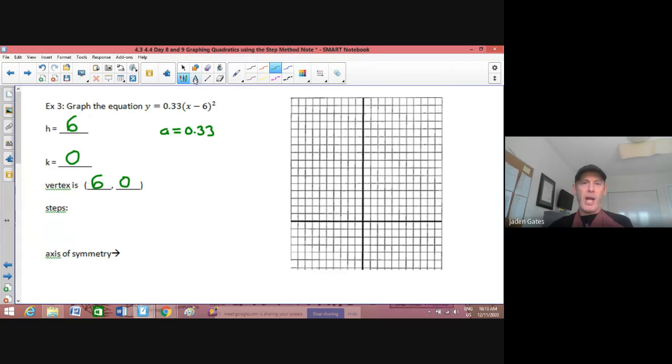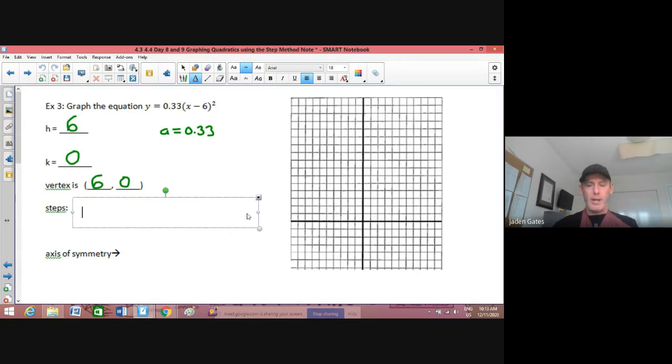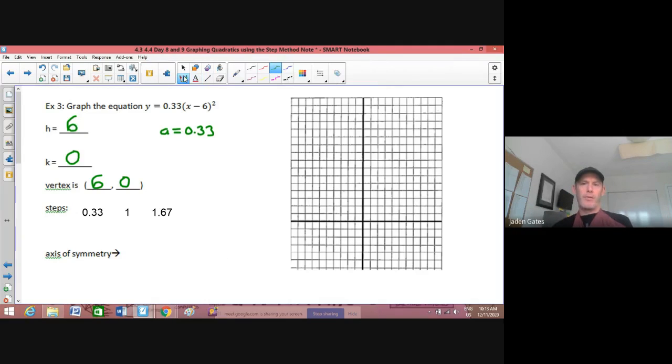All right, steps. Again, taking 1, 3, and 5 and multiplying it by a. Well, 1 times 0.33 is 0.33. 3 times 0.33 is actually just a 1. And then 5 times 0.33 is 1.67. Little decimals here. It's going to be a little tougher. All right. So same method as before. There's my vertex. There's my steps. That's what I need to do this real quick. Much easier than doing a table of values.